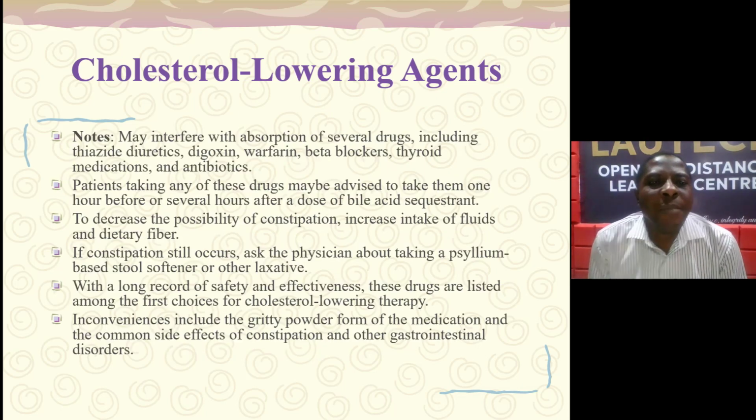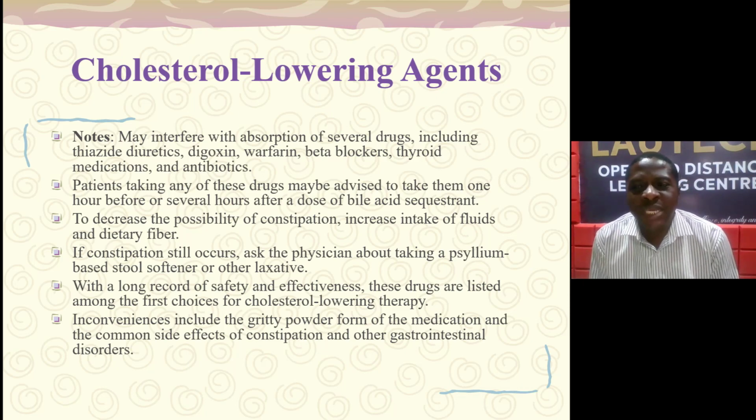Note, they may interfere with absorption of several drugs, including thiazide diuretics, digoxin, warfarin, beta blockers, thyroid medications, and antibiotics. Patients taking any of these drugs may be advised to take them 1 hour before or several hours after a dose of bile acid sequestrant. To reduce the possibility of constipation, increase intake of fluid and dietary fiber. If constipation still occurs, ask the physician about taking a psyllium-based stool softener or other laxative.